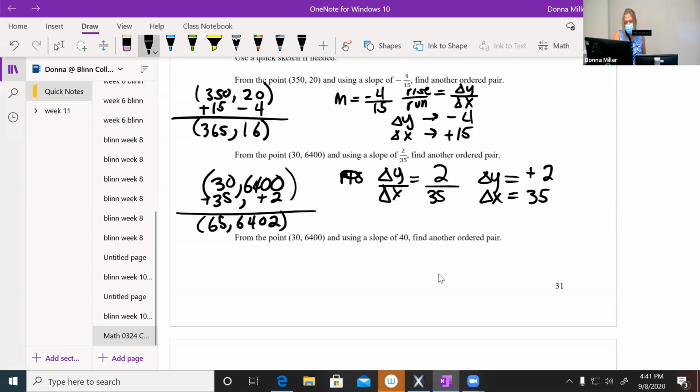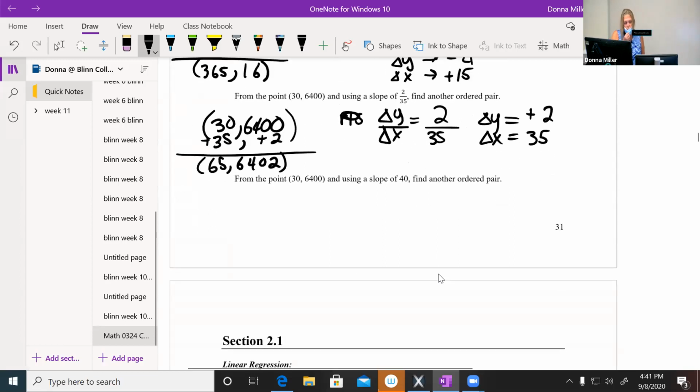So let's try the next one. Now, the slope of 40 is not a fraction, right? But you can write 40 as 40 over 1. That's what you want to do. All right, so the change in y over the change in x. Just put a 1 on the bottom.